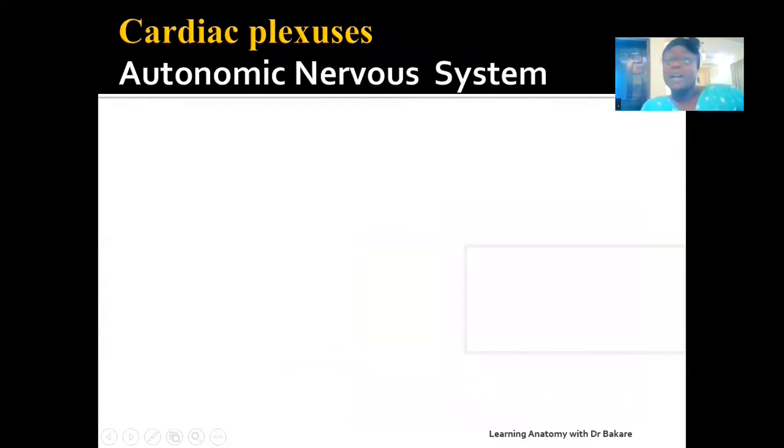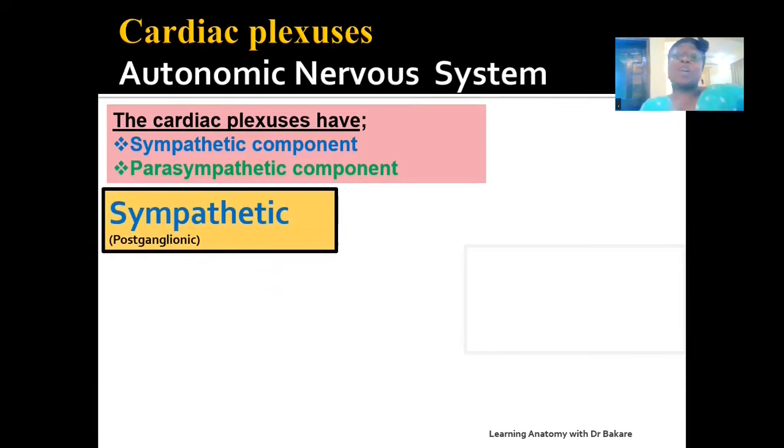So going further, we already said that we have two cardiac plexuses. We have the superficial and the deep cardiac plexuses. And these plexuses, we said that they have both sympathetic and parasympathetic components from the autonomic nervous system. So the sympathetic component is also referred to as a postganglionic neuron. And we'll see why this is so as we go through with this lecture.